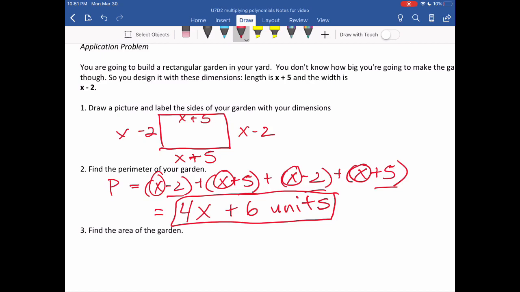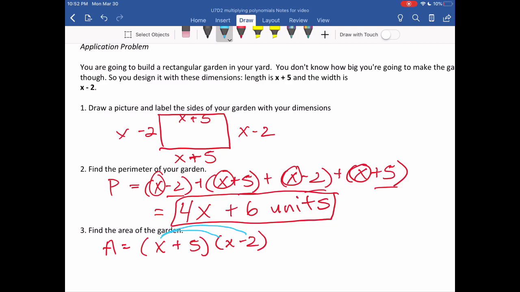To find the area of a garden, the area of a rectangle, is base times height or length times width, right? So it's going to be x plus 5 times x minus 2. Ah, look at this. This is what we just learned how to do. We just learned how to multiply, right? So we're going to multiply. This is two binomials, so we're going to use FOIL.